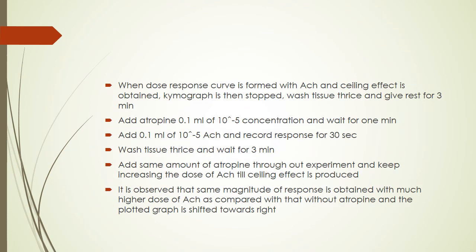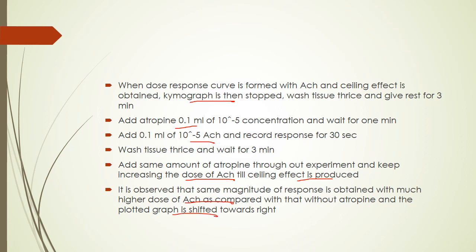When the ceiling effect is obtained with acetylcholine, the kymograph is stopped, the tissue is washed for 3 minutes, and then we add atropine. That is basically the second part of the practical that we perform, the antagonism of acetylcholine. We wait for 1 second, and then record the response for 30 seconds, the same throughout the experiment, and keep increasing the dose of acetylcholine. It is observed that the same magnitude of response is obtained with much higher doses of acetylcholine as compared with that without atropine, and the plot is shifted towards the right.